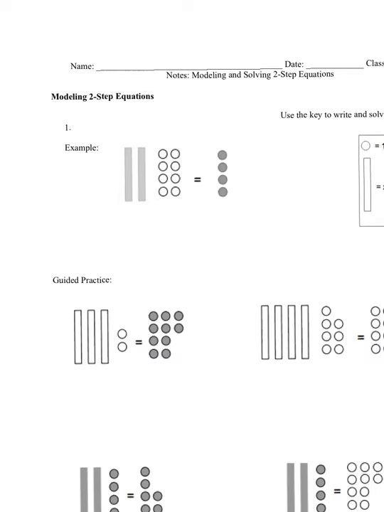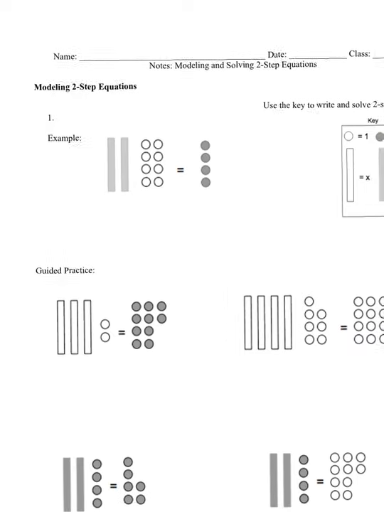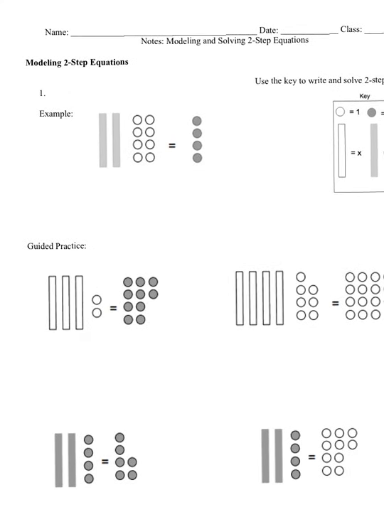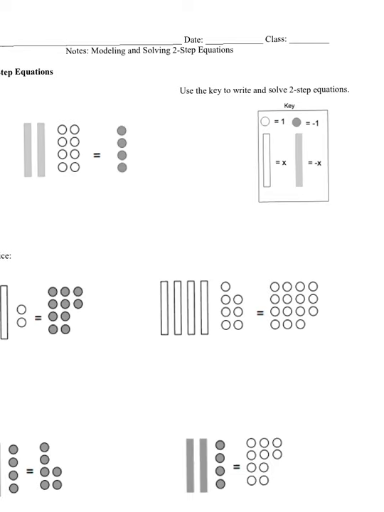Today we are going to learn modeling and solving two-step equations. Let's start with modeling two-step equations. As you can see, this bar and circle are algebra tiles, and we're going to use the key to figure out which one is positive and which one is negative.